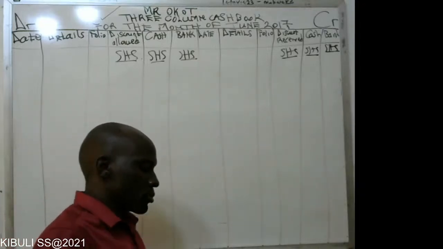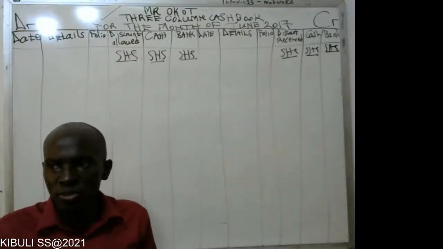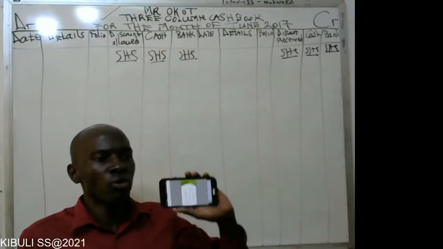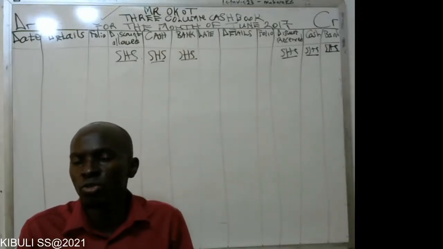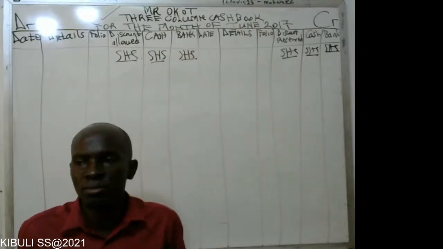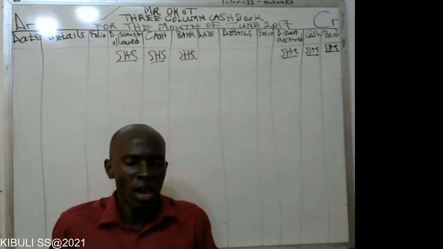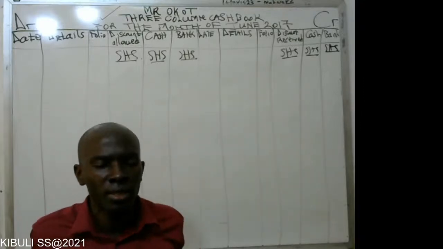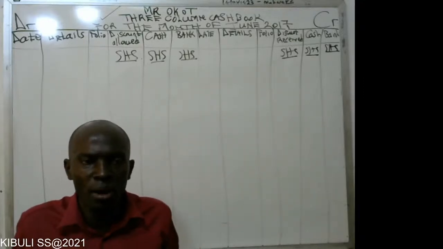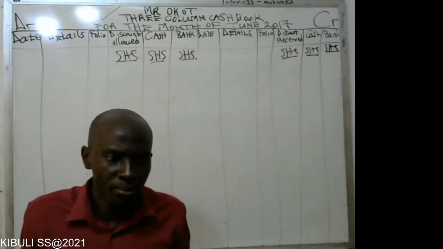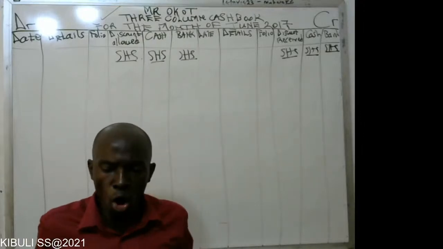Now, the transactions are similar except for the discounts. So if you mastered how to record in the 2-column, even this one you are going to record very smoothly. The only thing that changes are the discounts. And when you have a discount, you simply need to know how to subtract. As simple as that. You subtract, get the discount, record it, then get the balance and put it there. You are good to go.